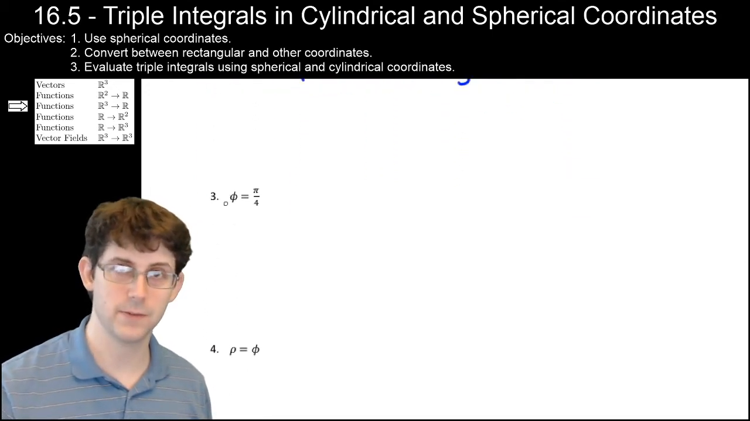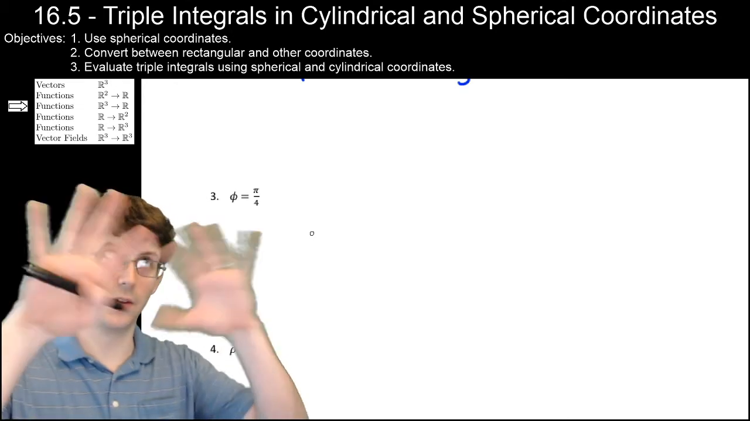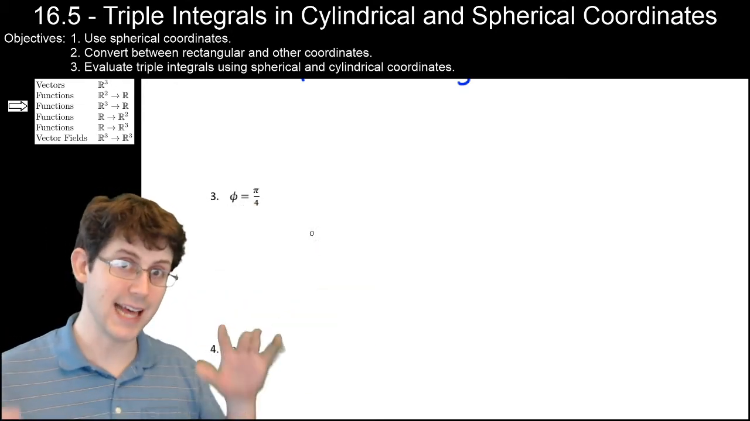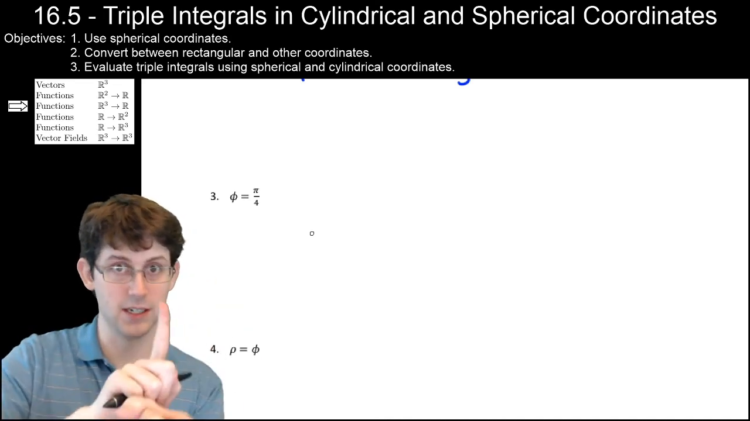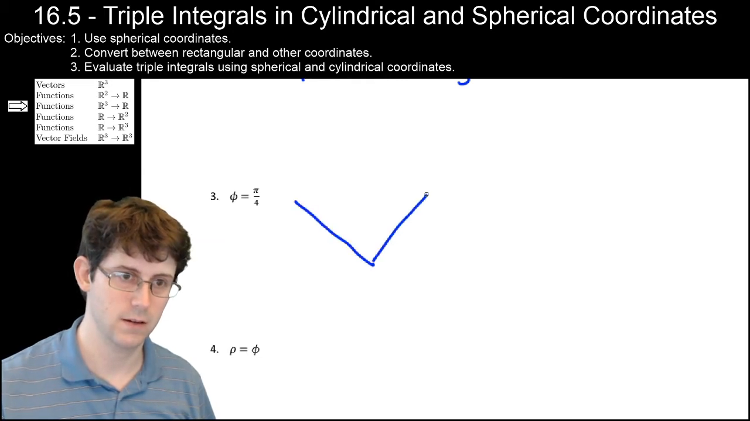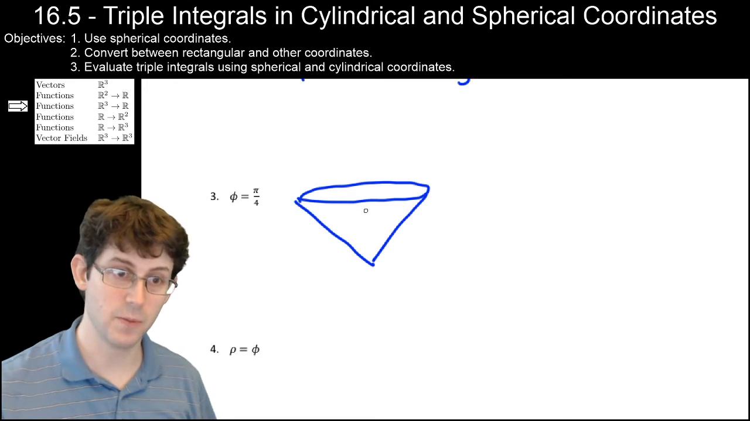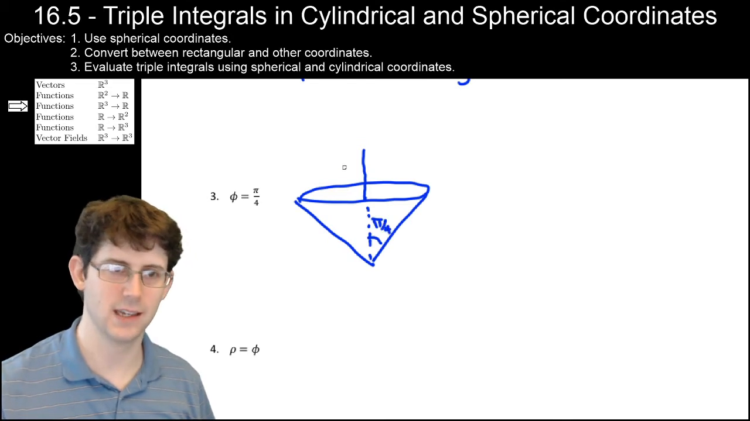Phi equals pi over 4 is a little bit different. Phi equals pi over 4 is like you imagine the whole Earth and you pick a latitude of 45 degrees from north in all directions. What you get is a cone. Remember, phi is measured from the North Pole. So this is pi over 4, and this is the cone that you get. It goes forever.